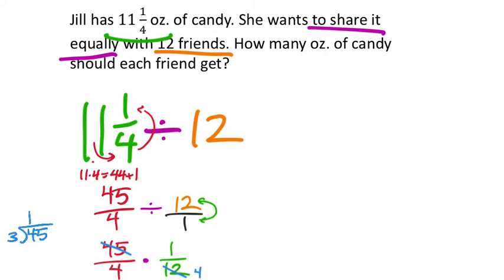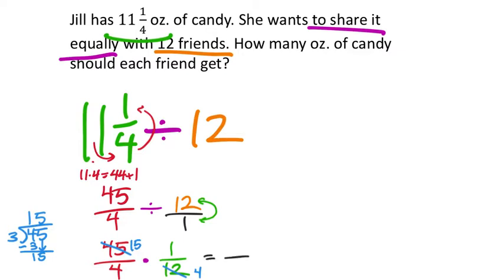3 goes into 4 once. 1 times 3 is 3. Subtract. 1 remaining. Drop to 5. 3 goes into 15 5 times. 15. So let's see, what do I get? That was 15 from 45 divided by 3. And that should be simplified right there.